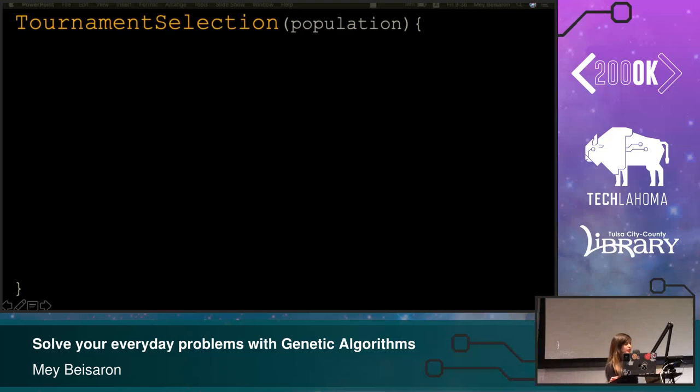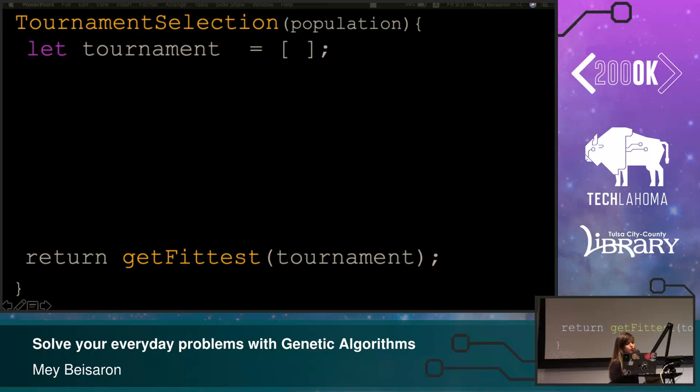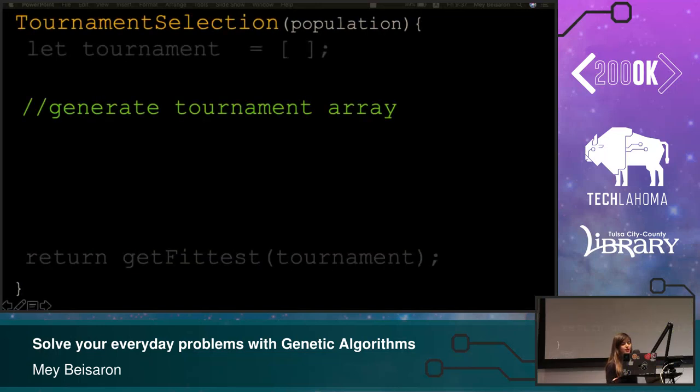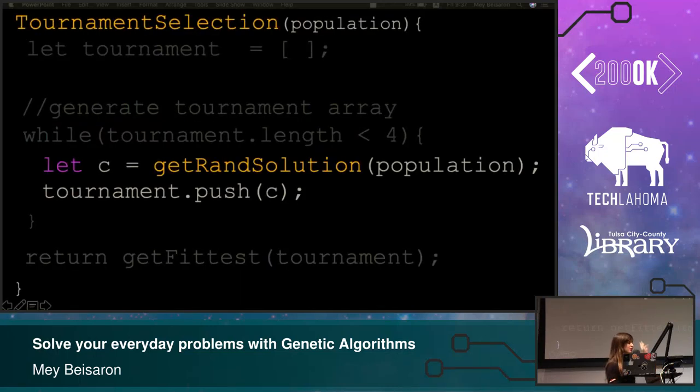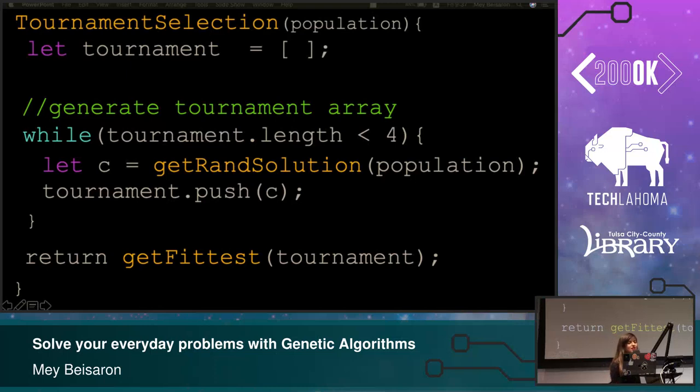So let's take a quick look at a very simple code example. We have the tournament selection. It gets the population, which means the current generation that we have in the algorithm. Like I said, we want to generate the tournament array, and we will return the fittest one. That is done inside this loop, which runs until we have enough solutions in the tournament pool. We randomly select one solution out of all of the population, and we insert it into the pool, and that's it. That's the entire tournament selection.